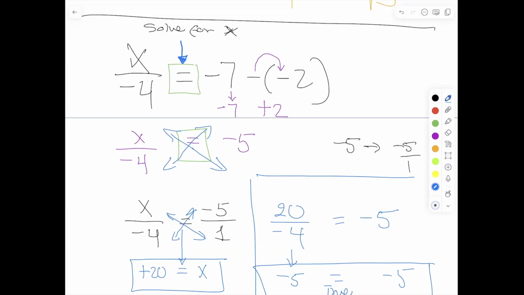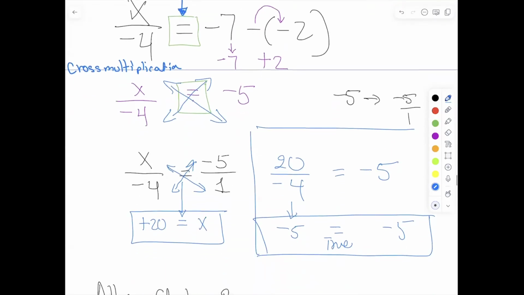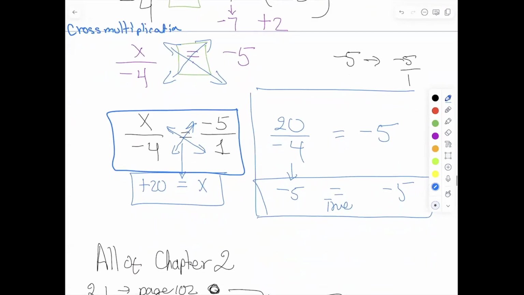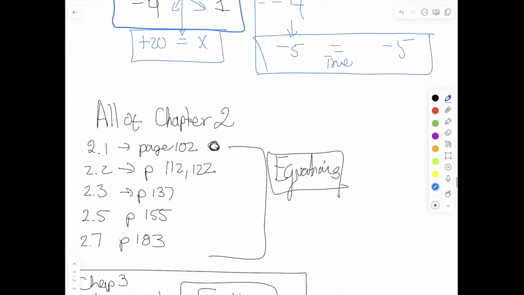Nope. All right. So when we have an equal sign, well, this is a proportion, so we have to do cross multiplication. So when you do cross multiplication, we're going to multiply the -4 times the -5 and x times 1. This is it right here. And we end up with x is equal to +20, right? And that's my final answer.